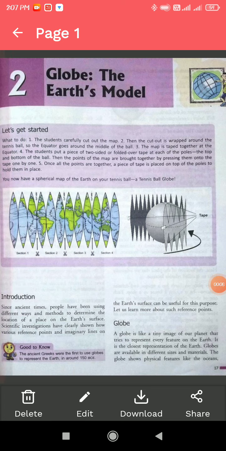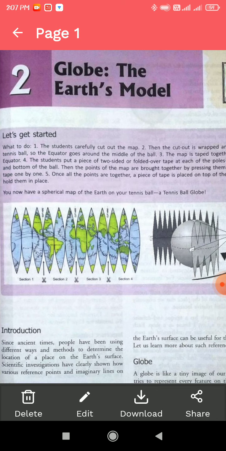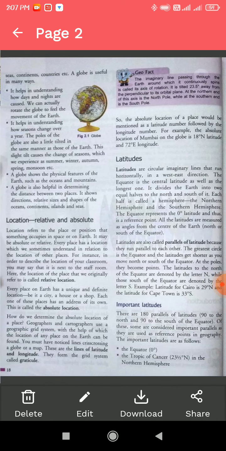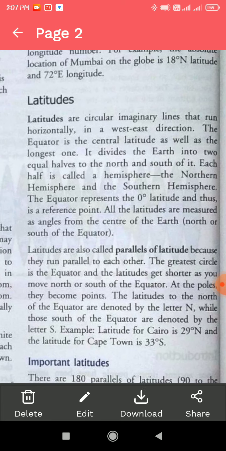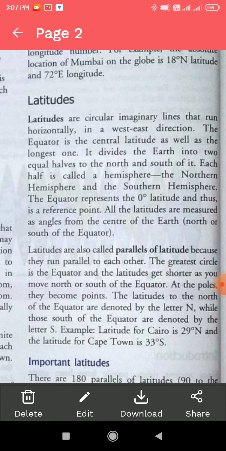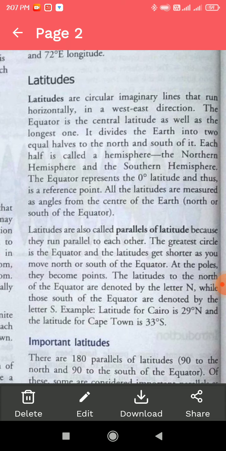Today in this video we will continue chapter number 2, Globe: the Earth Model. So without any delay, let's get started from the topic, that is latitude. Earlier we had discussed the globe, how the globe helps us to know the location and the structure of our mother planet Earth. Now in this video we will start from the topic latitude.